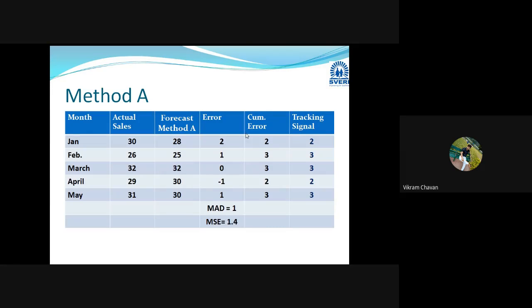44 absent. 45, 46, 47, 48, 49, yes, sir. 49 okay. 50. Roll number 50. 51, yes, sir. Okay. 52, yes, sir. Okay. 52. 53. 51 present, sir. Mark the attendance, no problem. 53 absent. 54, yes, sir.